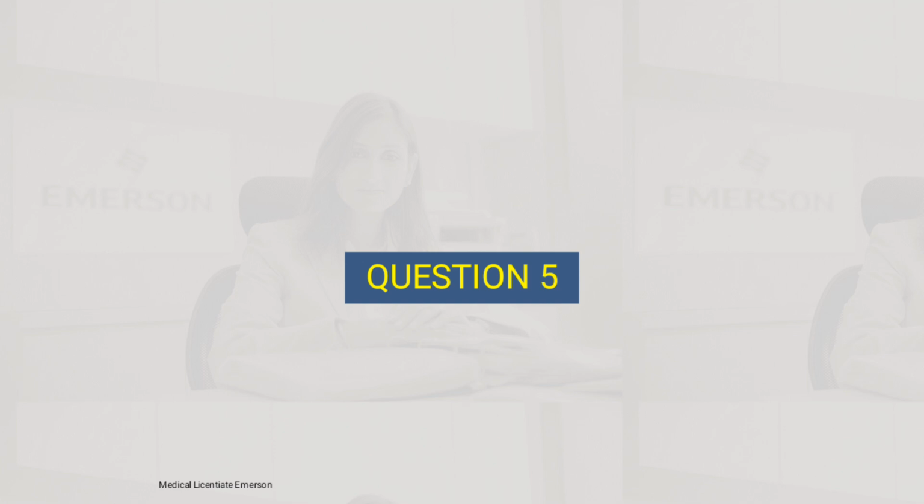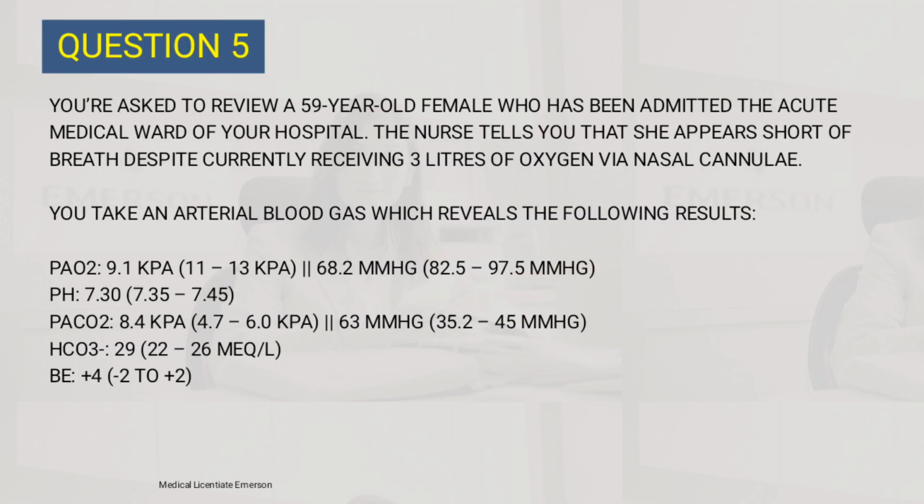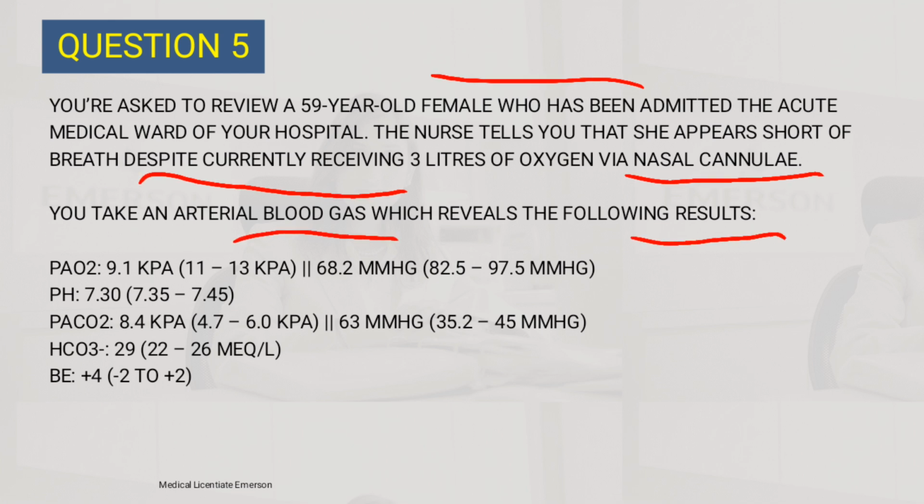Okay, then for question 5. So question 5 reads, you are asked to review a 59-year-old female who has been admitted to the acute medical ward of your hospital. Then the nurse tells you that she appears short of breath despite currently receiving 3 liters of oxygen via nasal cannula. Then you take an ABG which reveals the following results. The partial pressure of carbon dioxide is 9.1 kilopascals, and in terms of millimeters of mercury it is 68.2.